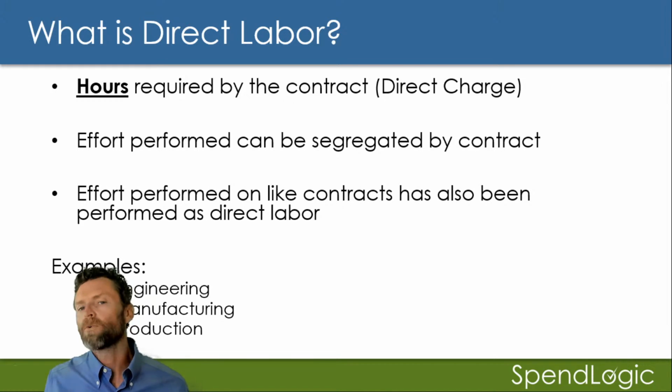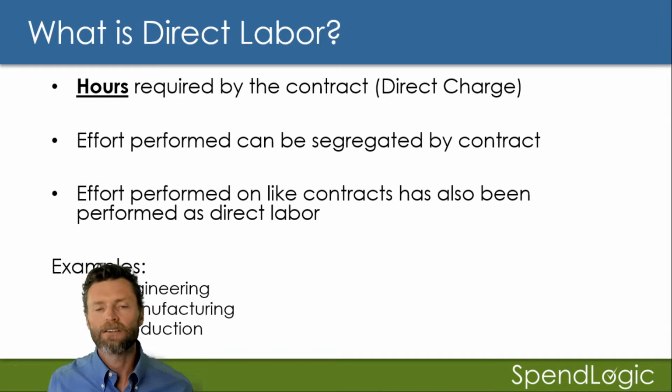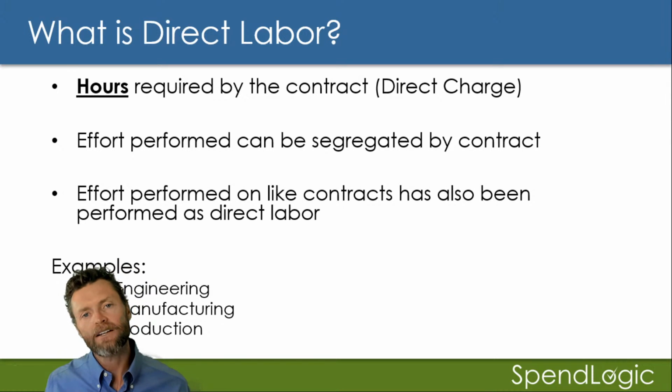Okay. Another way to understand direct and indirect, and another test that you can apply, is look at the effort and how it was performed on prior contracts. So if it was performed as a direct charge on prior contracts, then it should probably be direct this time. If it was indirect last time and now it's being charged direct, then you probably need to dig a little bit more, because they should be doing the same thing under the same categorization on each of their contracts.